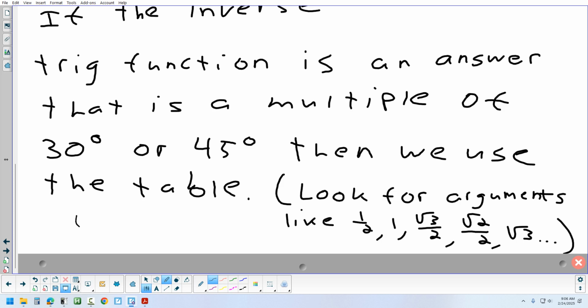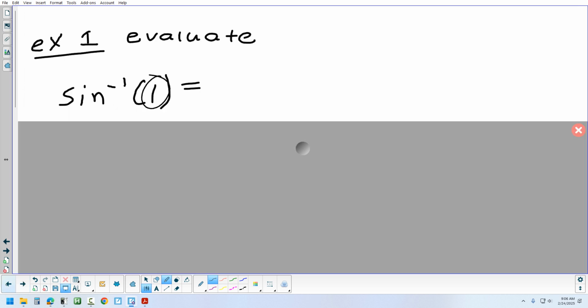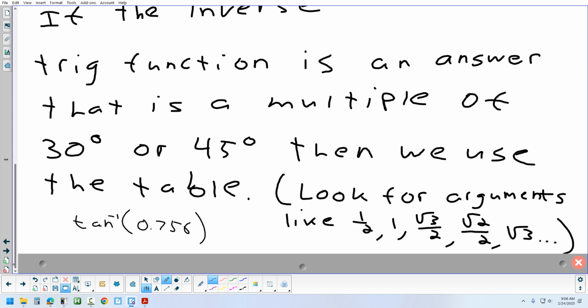If you had a problem like, say, inverse tangent of 0.756, well, you're not going to find a 0.756 anywhere in this table. Nowhere does it say 0.756. And that's because when you do this problem out, the answer to it is not going to be a 30 or a 45. Okay. So I'll talk about how we type that in on the calculator after. So that's not a problem we would do on the chart.